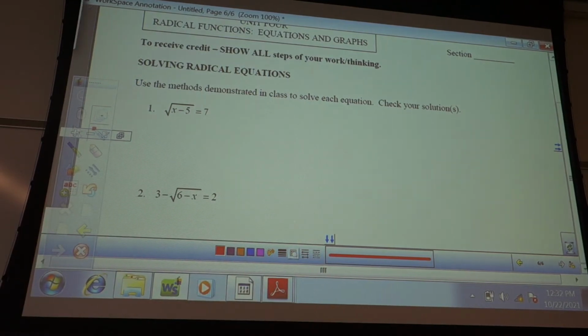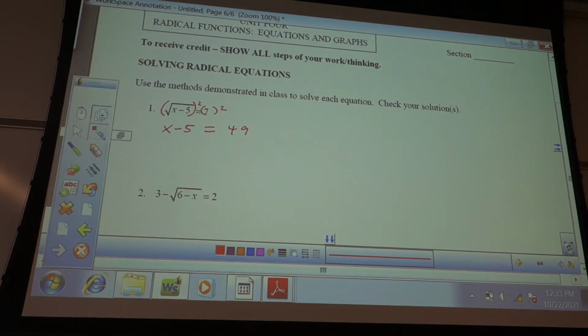So here, I'm going to square this side. I'm going to square this side. And so squaring this side will make that whole part go away. x minus 5. Makes the square root go away. What's 7 squared? 49. Perfect. And now how do I solve for x? What do I do to both sides to get just x? Minus 5? Well, I have minus 5 already. Then I'd have minus 10. Oh, plus 5. Plus 5. So then I end up with x equals 54.